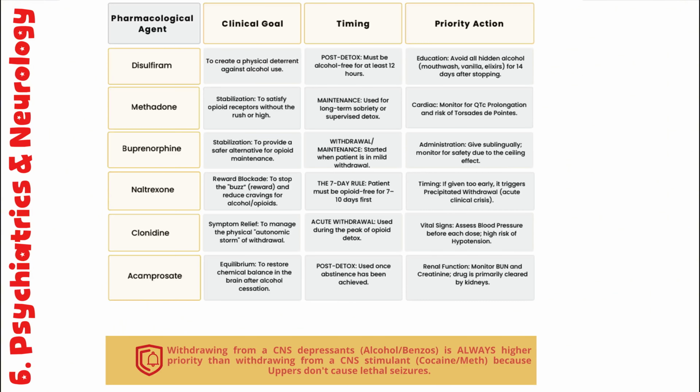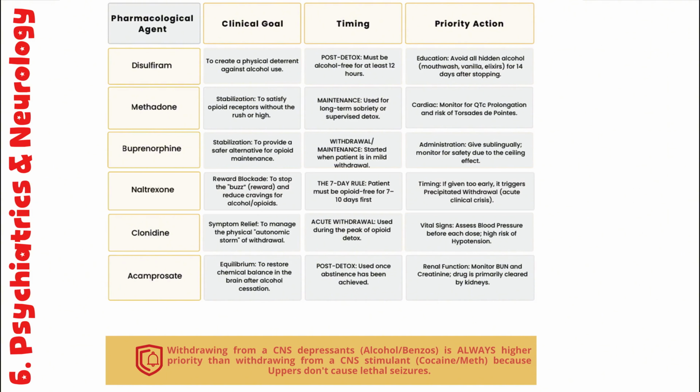When treating substance use disorders, you must know your pharmacological interventions. Methadone and buprenorphine are used for stabilization. They satisfy the opioid receptors to prevent severe withdrawal without providing the high. Naltrexone works differently. It is a reward blocker that stops the buzz and reduces cravings.